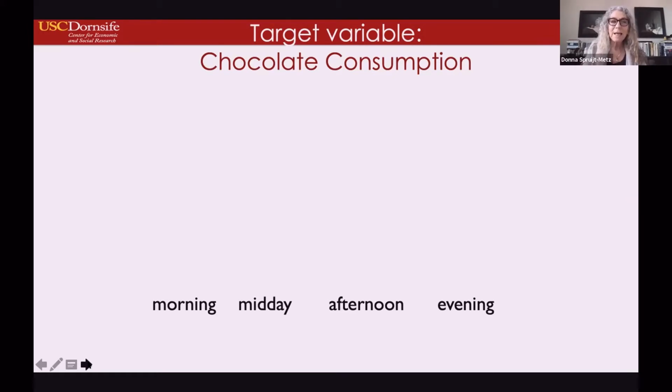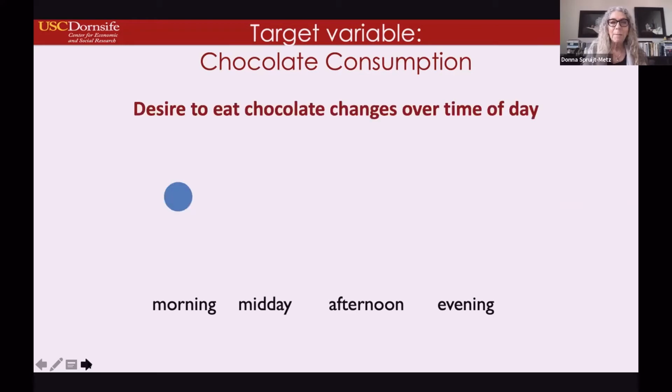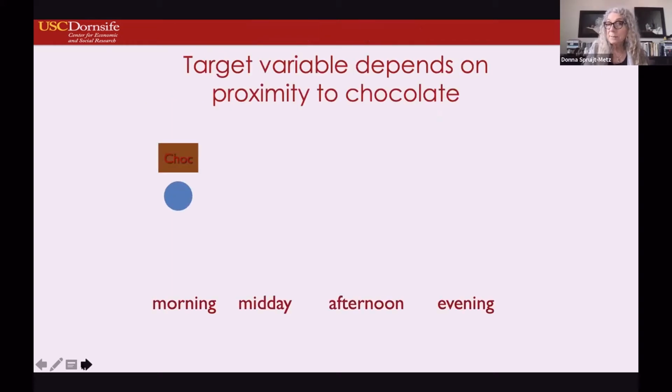And let's say my desire to eat chocolate changes over the time of day. So if you think of this axis as not so much desire, this axis lots of desire, and here we have morning, afternoon, evening. Here in the evening, I'm like, I could take it or leave it. But let's add proximity to chocolate to the variables. Okay, and so my desire for chocolate and my proximity to chocolate shifts throughout the day.